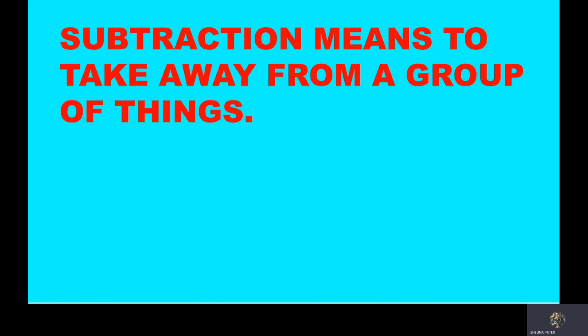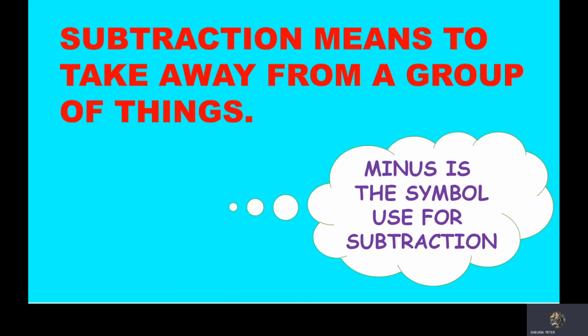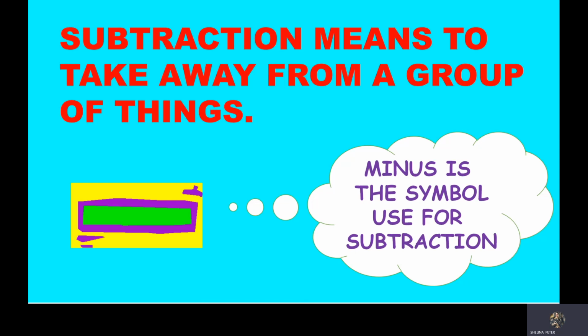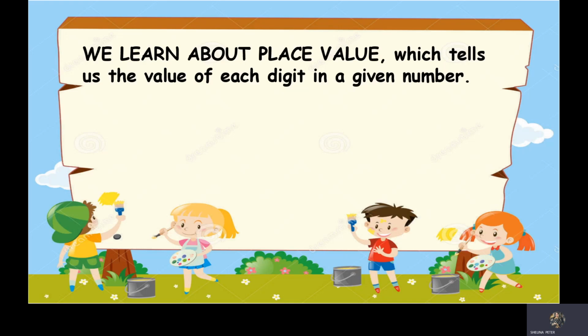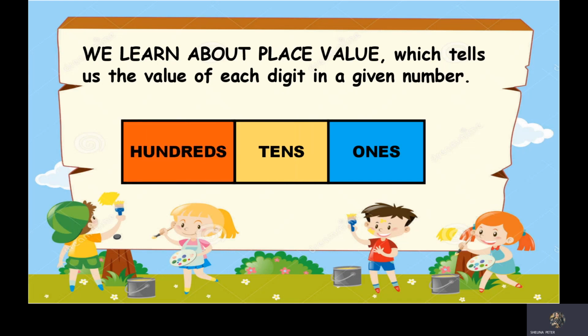Previously, as we have already learned, subtraction means to take away from a group of things, and minus is the symbol used for subtraction. So this is a minus symbol which is used for subtraction. Also, we learned about place value, which tells us the value of each digit in a given number. If you remember, in the place value topic, we learned the names of the different place values representing each digit in a given number. And they are ones, tens, and hundreds.